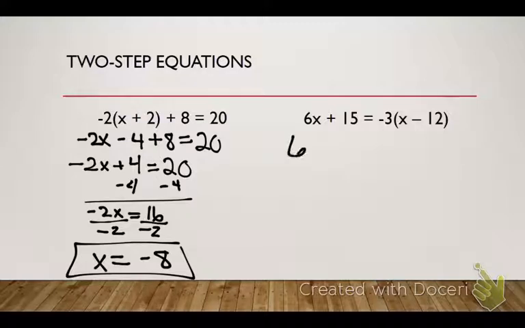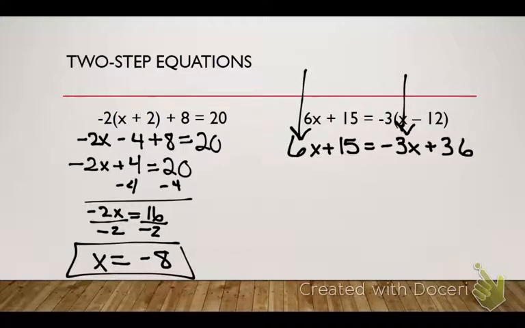On the second one, 6x plus 15 equals -3x plus 36. What's different here is you have a variable on each side of the equal sign. You can't have that. You can only have the variable on one side. So are you going to move negative 3x over here, or are you going to move 6x over to the right side? Why do you move negative 3x?